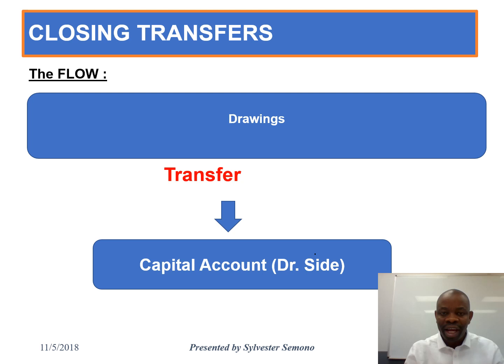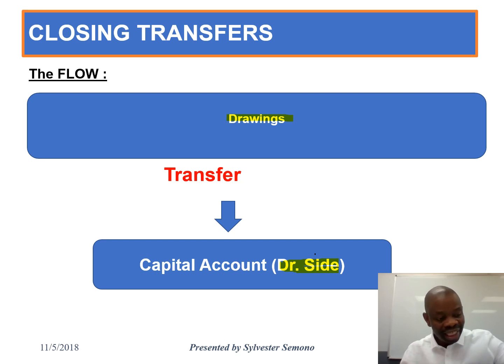Thereafter, you need to look for any drawings that you have. Drawings, again, remember they are negative owner's equity. So they affect capital, and drawings must affect capital negatively. That's why we put the drawings under which side of capital? On the debit side, to show that we are decreasing the capital. So we need to make sure that we understand this. These things are interrelated.